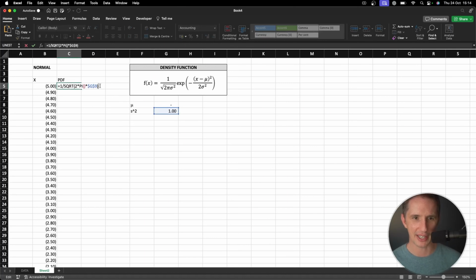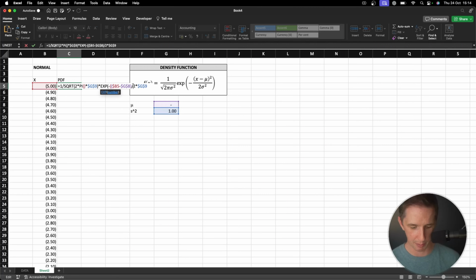So we're going to take that number multiplied by the exponent of, and then it's going to be minus. And here I'm going to have x, which is right now at this data point is minus 5, minus mu, like such, divided by 2 times this number over here, this variance.